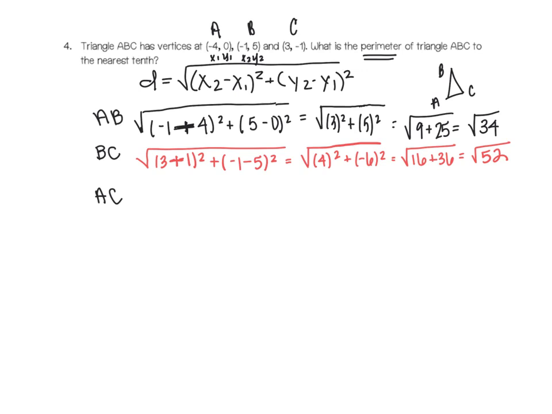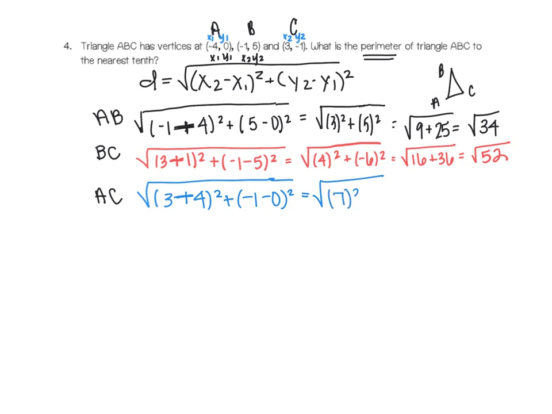And then I'm going to do the exact same thing with AC. So I'm going to label A x1, y1. I'm going to label C x2, y2. I'm going to plug them into the distance formula. So again, distance formula, x2 minus x1 squared plus y2 minus y1 squared. If I have this minus a negative, it's really like addition. So I get 7 squared plus -1 squared. 7 squared is 49. -1 squared is 1. I get square root of 50.